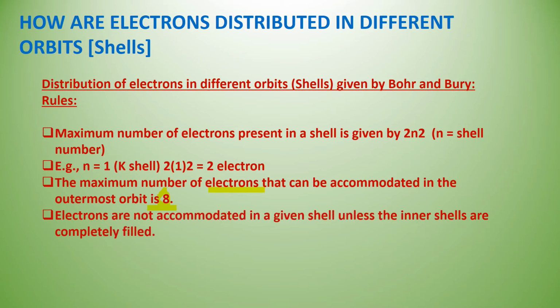Electrons are not accommodated in a given shell unless the inner shells are completely filled. Before filling the inner shells, we cannot go further. So whatever electrons we have to fill first, right? So this is very important, dear student. 2n square. So based on this n, you can find out the number of electrons each shell can hold.